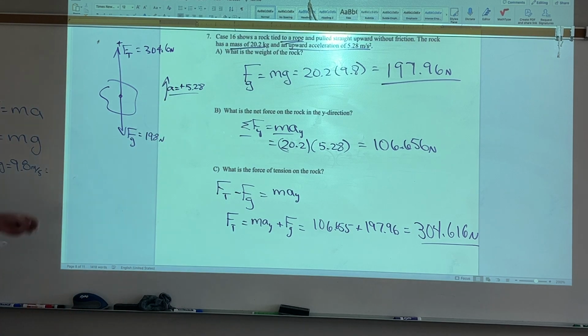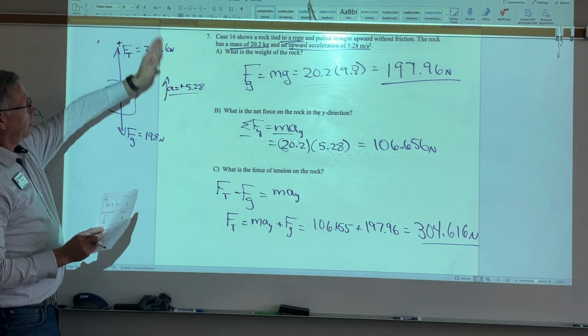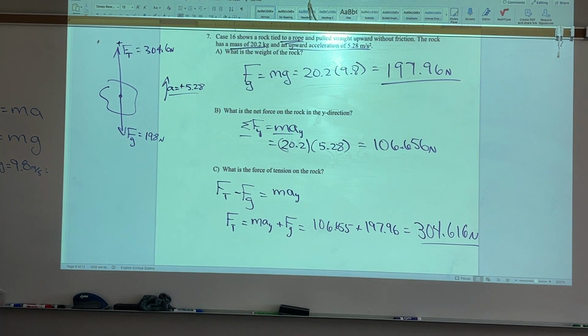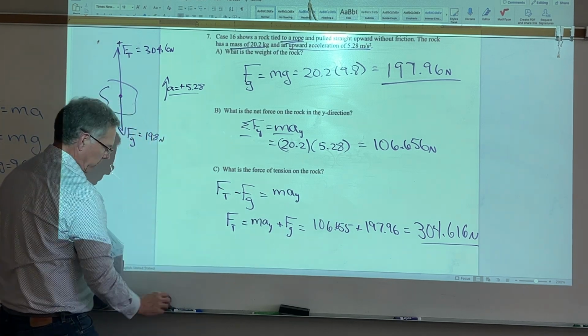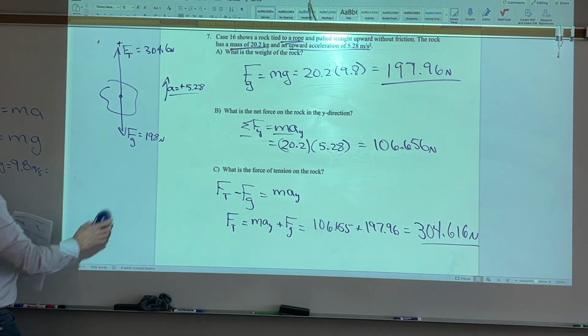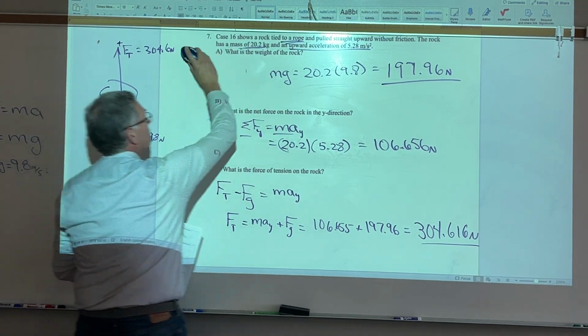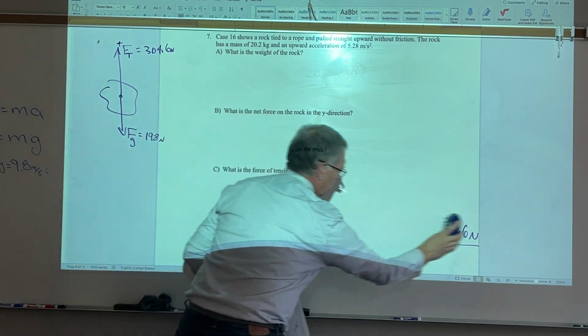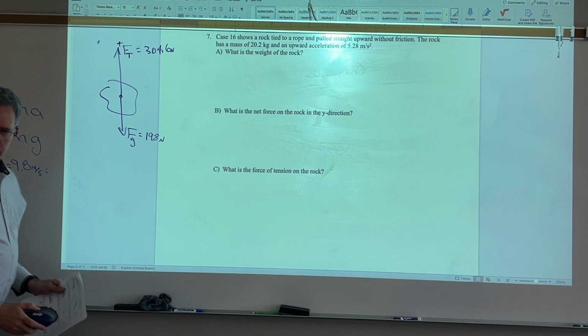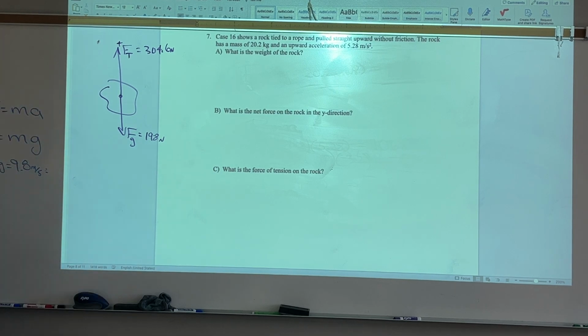Okay, so does it make sense that the tension's larger than the weight? Yes, this is going up because it's accelerating upward. So that has to be a larger force to account for the weight. So this tension supports the weight, and then anything extra makes it accelerate. All right, good. That's number 7. Am I giving you enough time to write everything down? Yes. I think we're ready.